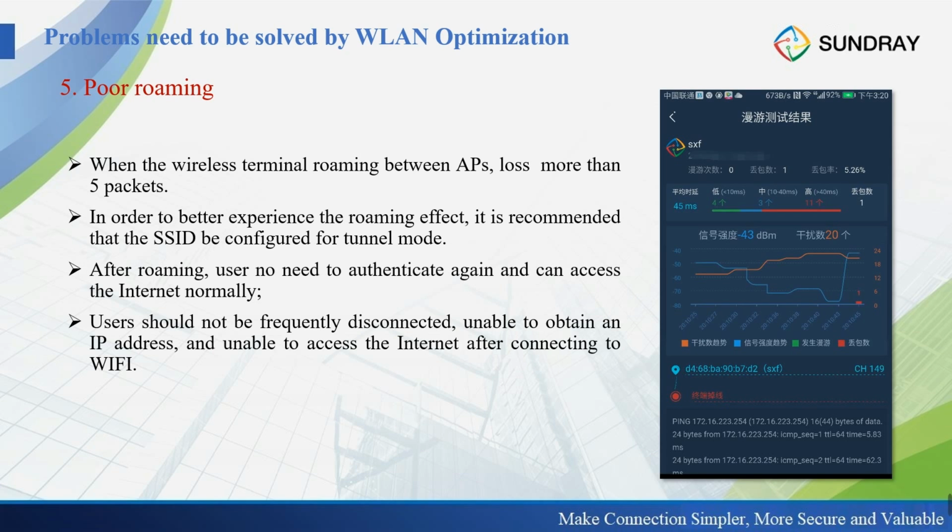And poor roaming is also a problem. Sometimes when you're walking, we keep disconnecting from Wi-Fi. For better roaming, I remember that we suggest that at the middle point between two APs, the signal should be stronger than negative 65 dB. So the deployment, the position of the AP, is very important. And also, if the client wants better roaming, we can configure it in tunnel mode.